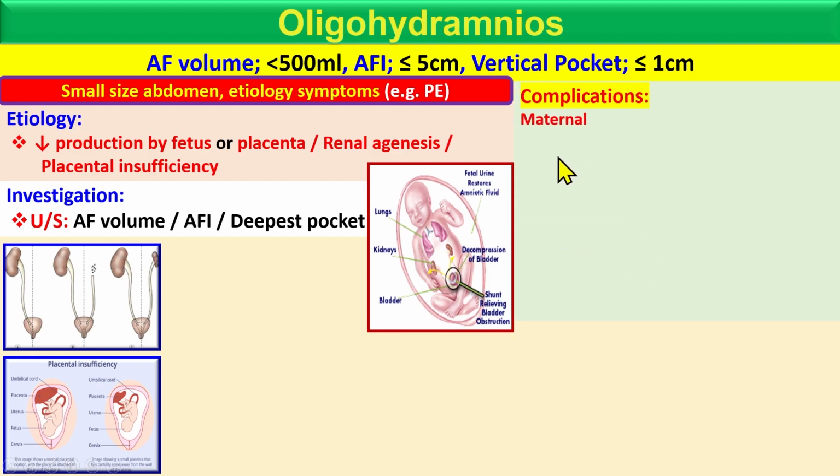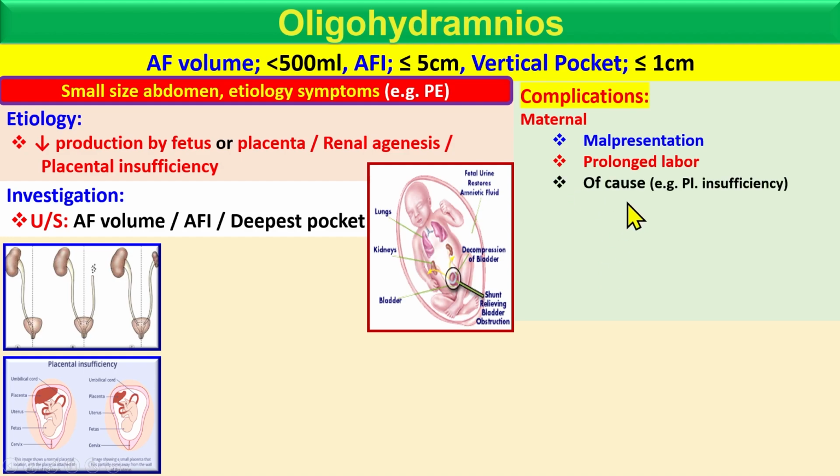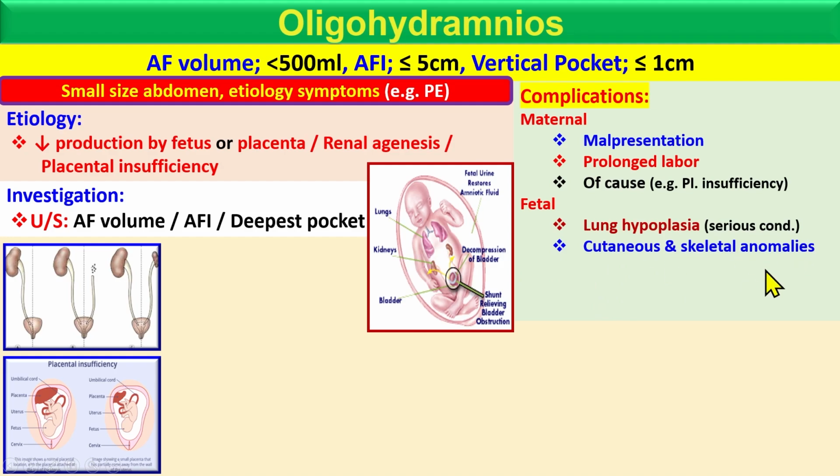What are the complications? There are some maternal and some fetal. One is malpresentation, and prolonged labor due to oligohydramnios. Low fluid prolongs the labor, and others depend upon the cause. If there is placental insufficiency, there are other complications associated with it, such as developmental problems. Among the fetal complications, one of the important and serious conditions is lung hypoplasia, which is most common in oligohydramnios. The second is cutaneous and skeletal anomalies.